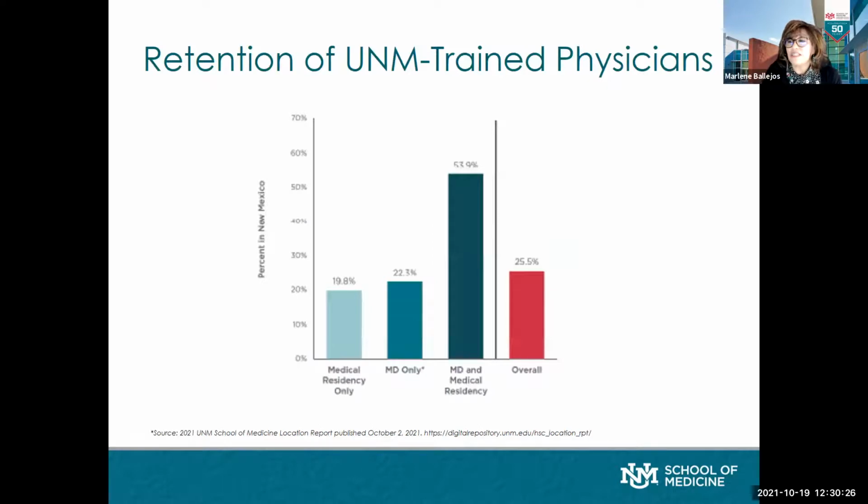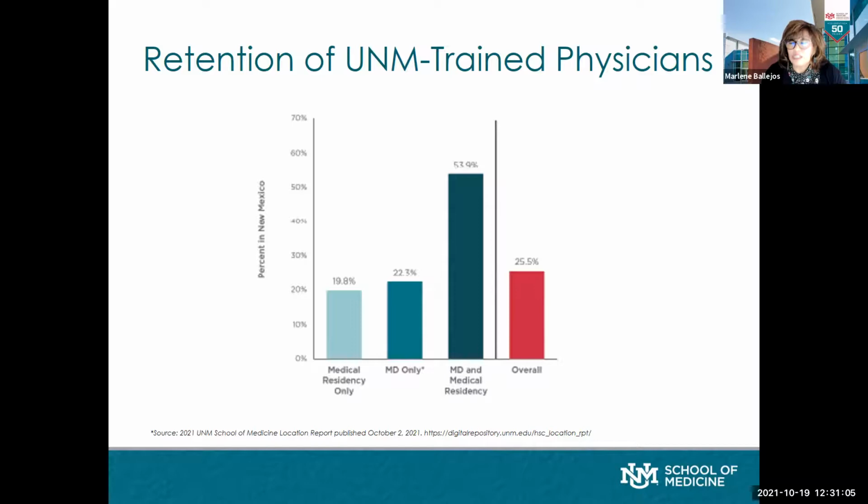So this is the medical residency. This is the retention of UNM-trained physicians in our state. If somebody did their MD only, they have a 22.3% practice rate in New Mexico. If they did their medical residency only, then they're at 20%. That's our retention rate, 20%. But if they did their MD and their medical residency, then they have a 53.9% retention rate, or are likely to practice here.